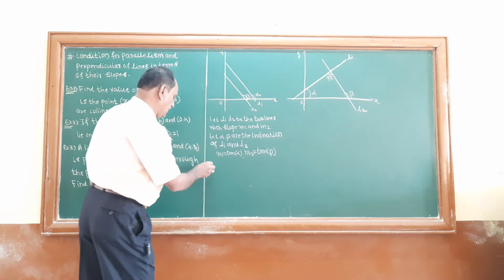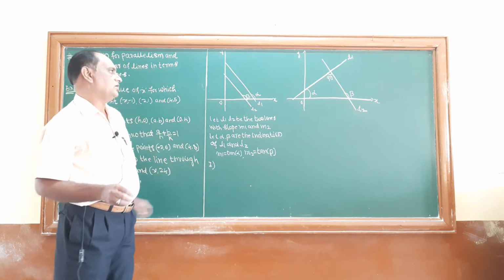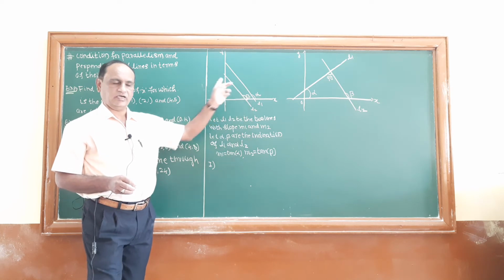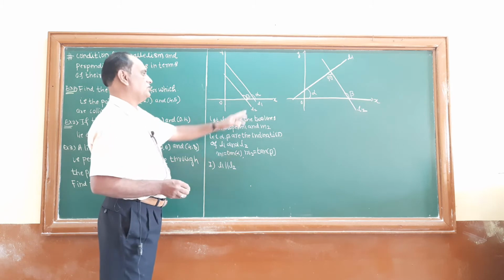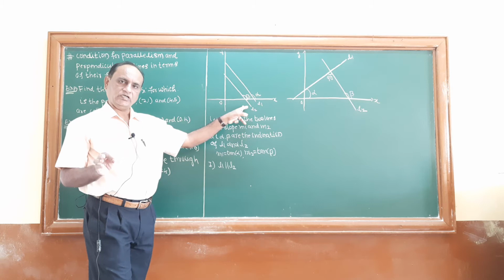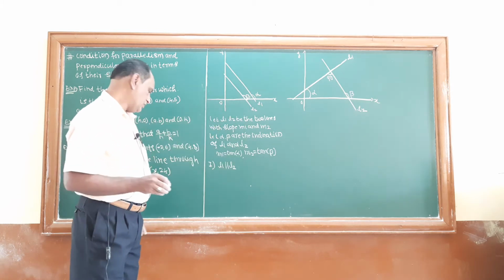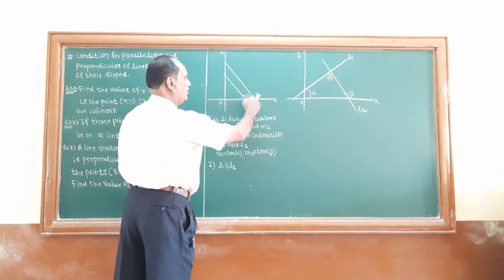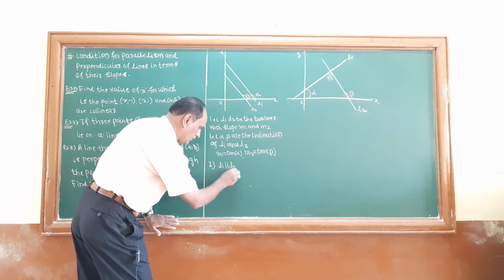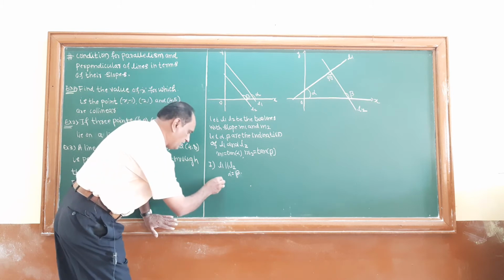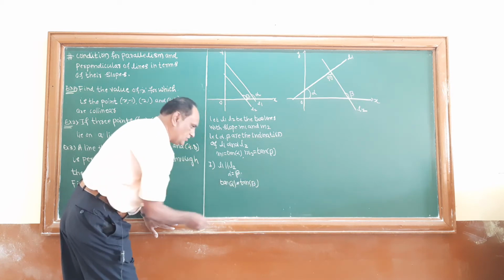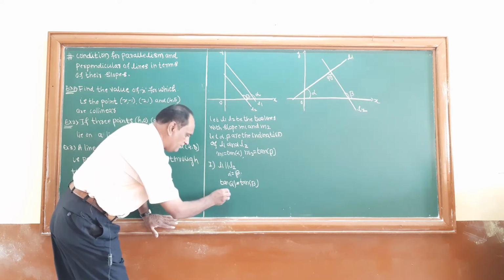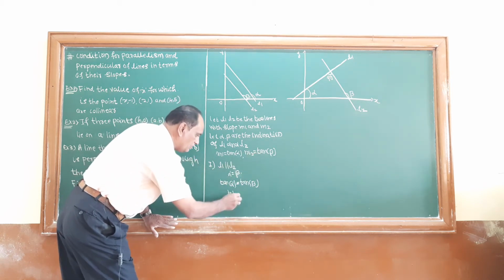That is the first condition: the line L1 is parallel to the line L2. Condition for parallelism: L1 is parallel to L2. Therefore the angle alpha is equal to beta. Taking the tan function on both sides, tan alpha is equal to tan beta. Tan alpha means m1 and tan beta means m2, so m1 is equal to m2.